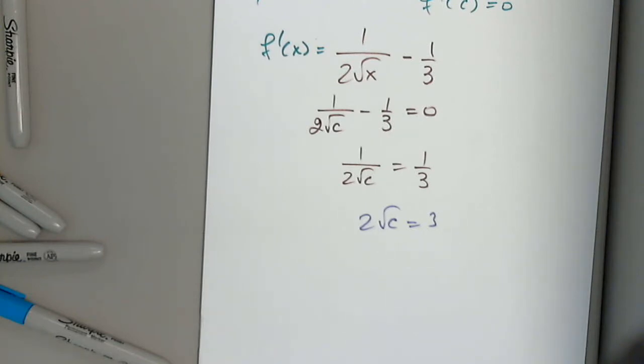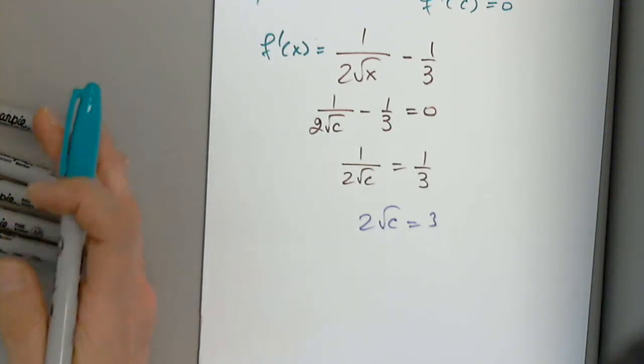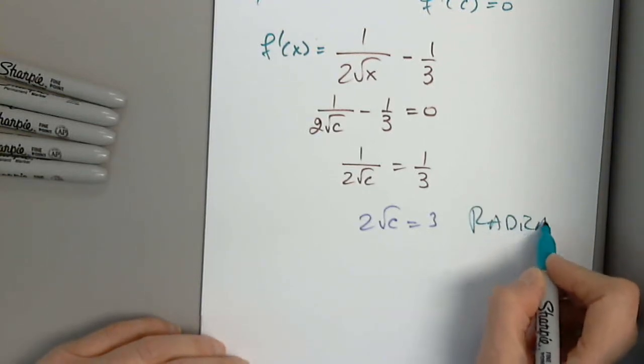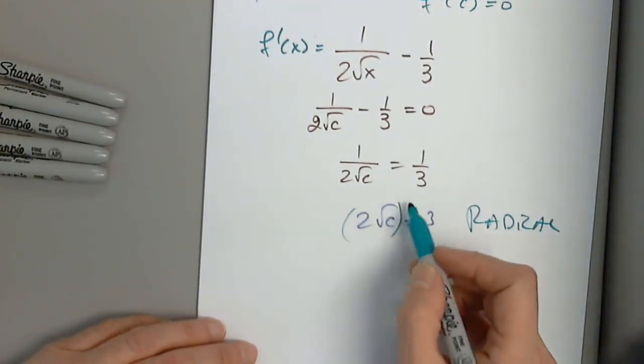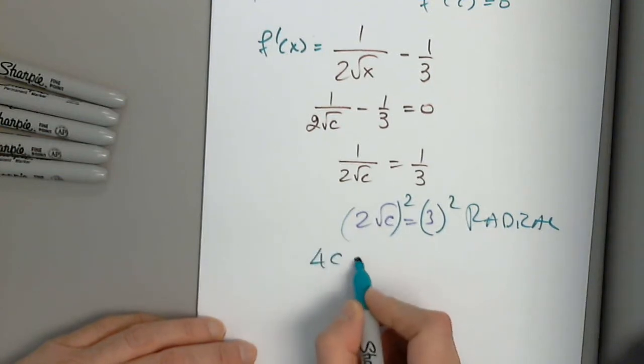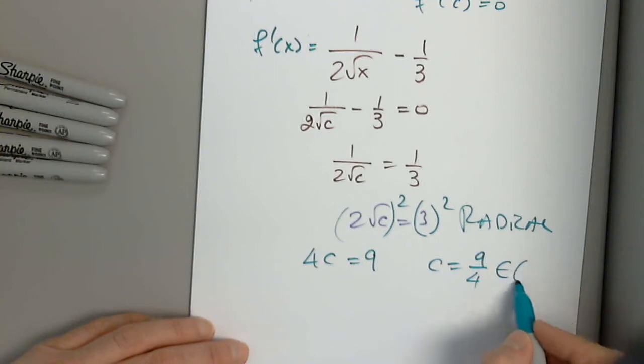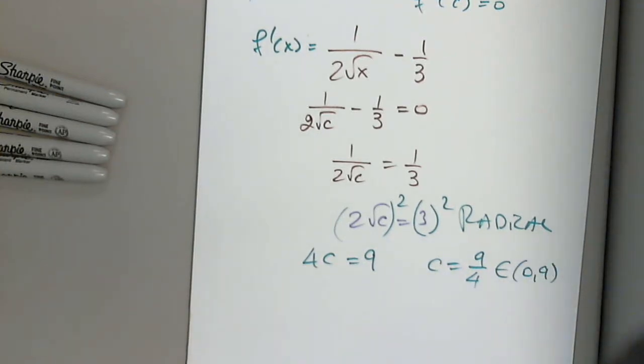How do we solve this equation, and what type is it? It's a radical equation. Very good. Radical. Yes. Excellent. Thank you so much, Regan. So this is 4c equals 9. So c equals 9/4. This better be between 0 and 9. For this one, I don't have to check. It's definitely between 0 and 9. Is this better, Vanessa? Perfect.